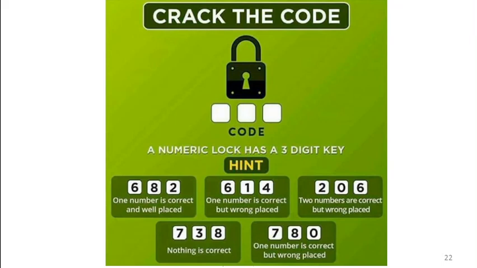Okay, so we will be going to the last topic now. Oh, you got it. Super, ma. Yes, the answer is correct. You have cracked the code very brilliantly. Because one number is correct and well placed, from 682 it is 2, so 2 is in the right position. One number is correct but in the wrong place, which is 4, and the two numbers are correct, which are zero and two. So 0 cannot be placed in the units place or tens place, so the value is 0, 4, 2. Very good, students.